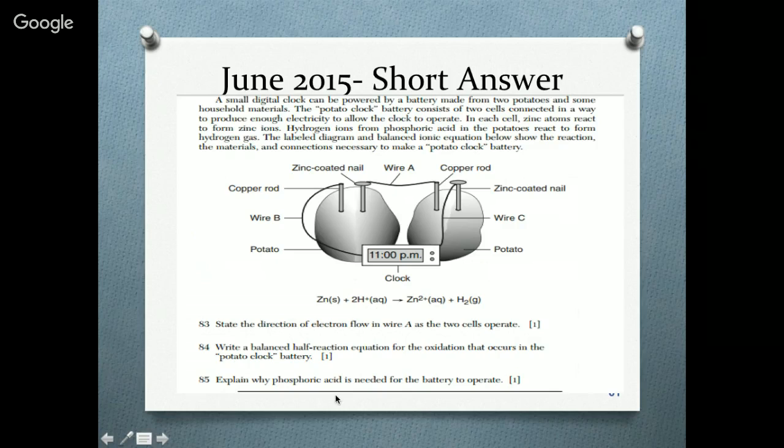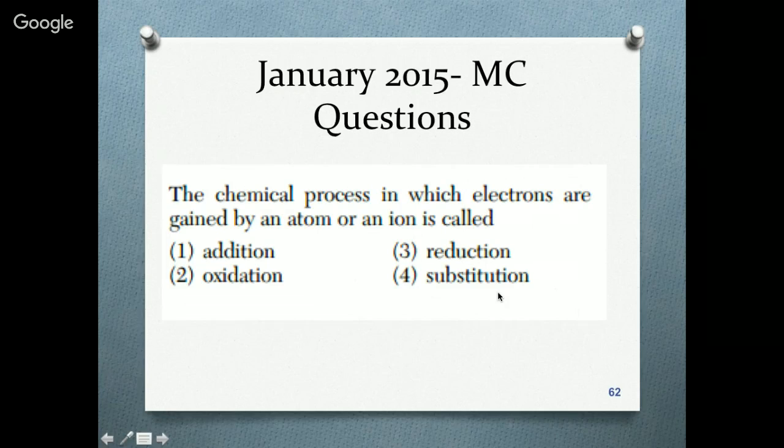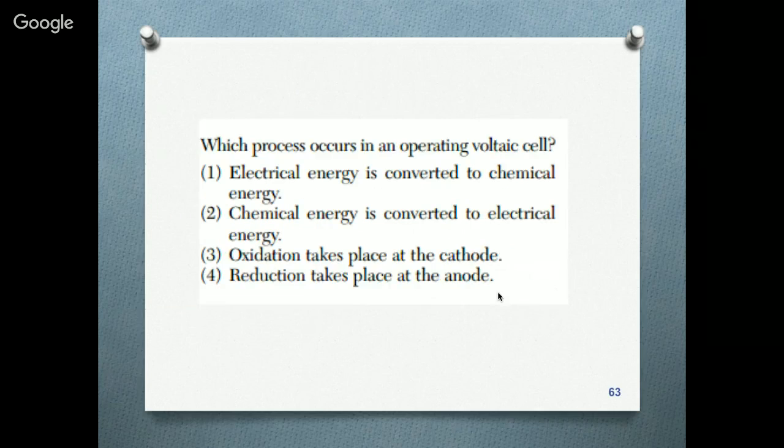85, explain why phosphoric acid is needed for the battery to operate. If you notice, this is a voltaic cell and there's no salt bridge. So you could have mentioned something about the phosphoric acid being needed because you need an electrolyte or some type of salt to keep the cell functioning. You could have also talked about how phosphoric acid provides the hydrogen ions that are then going to be reduced in this reaction.